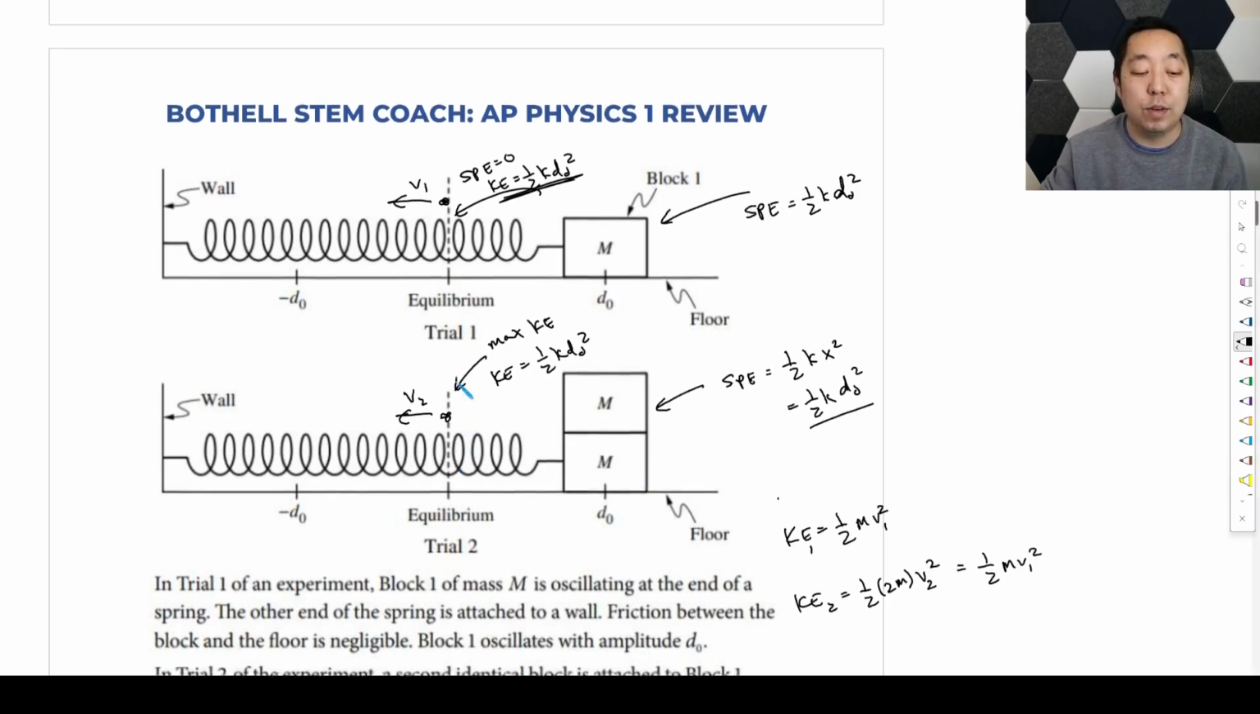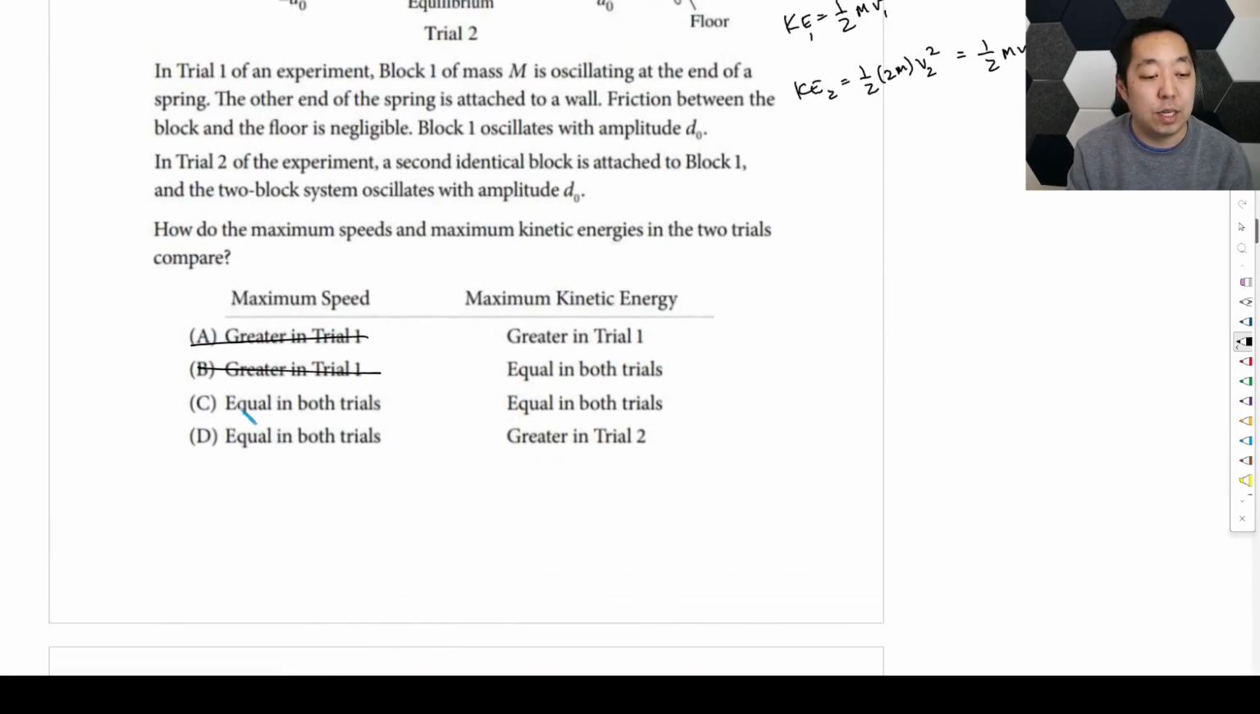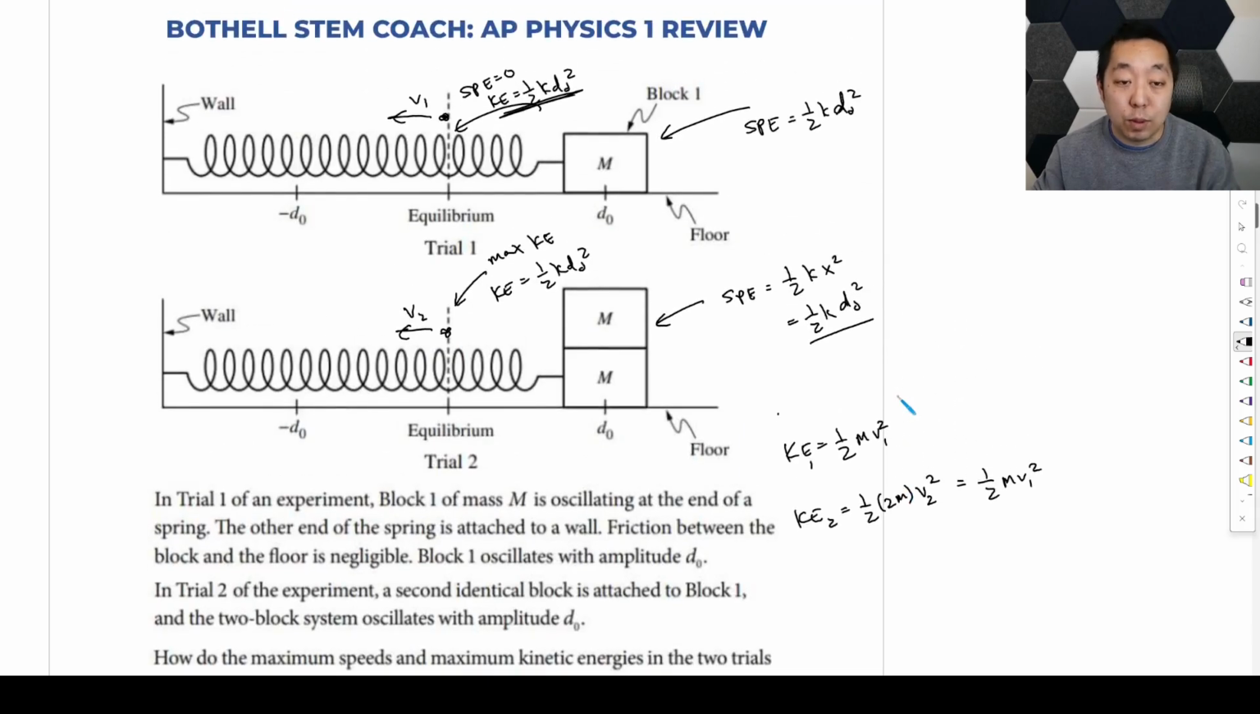So he's not going to be moving quite as fast down here. So it's going to be equal in both trials. Oh, sorry, I mixed up. The maximum kinetic energy would be equal in both trials, but the maximum speed is going to be greater in trial 1. So it's going to be B here. So that's where we're using that energy.